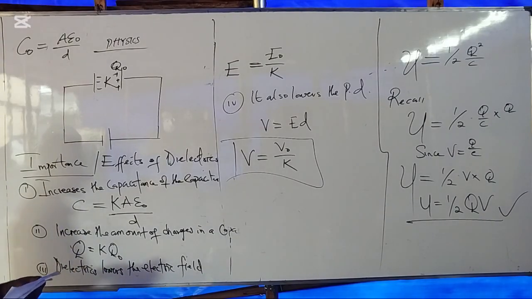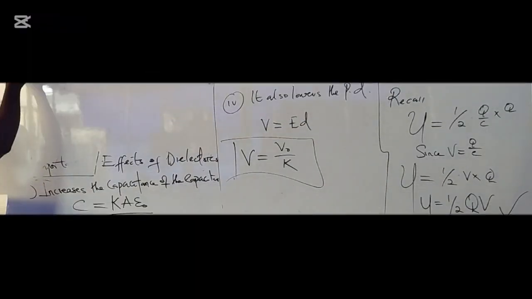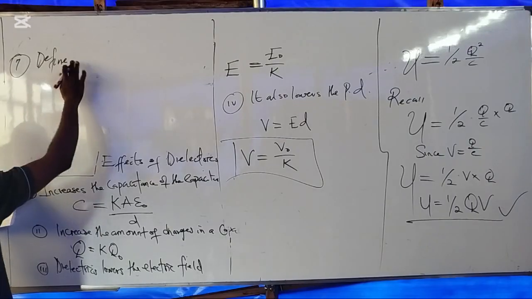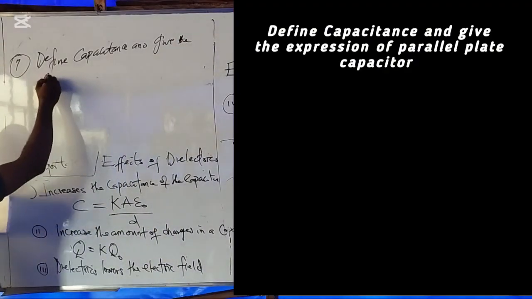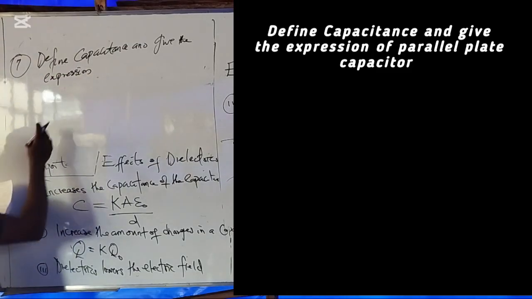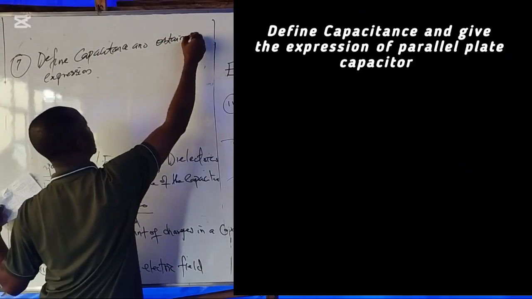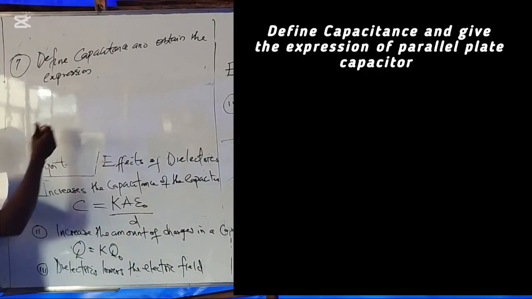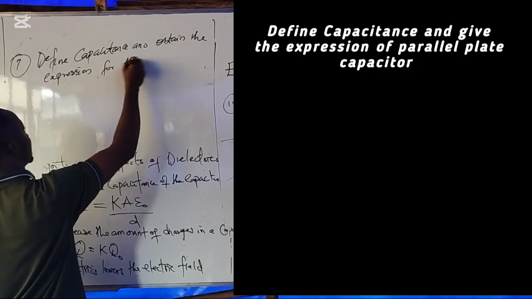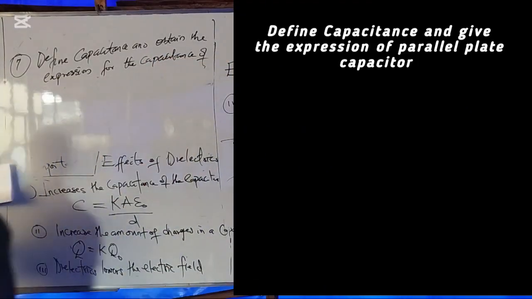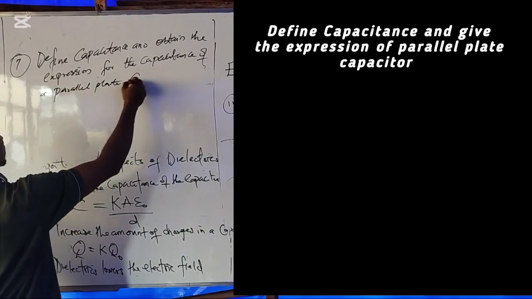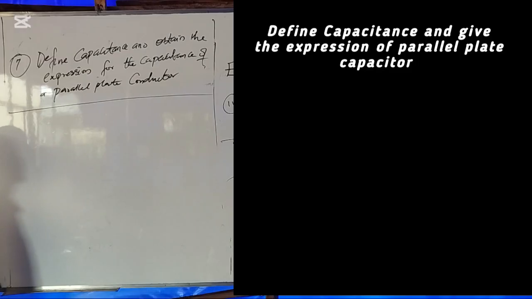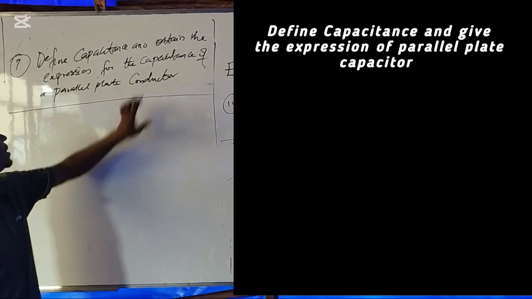The next question is very simple. Number 7: Define capacitance and obtain the expression for the capacitance of a parallel plate capacitor.